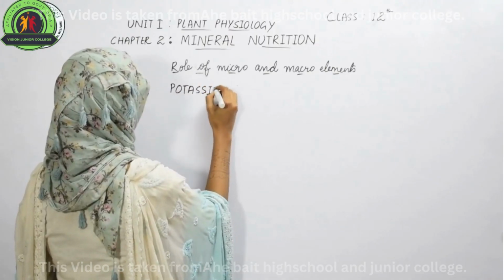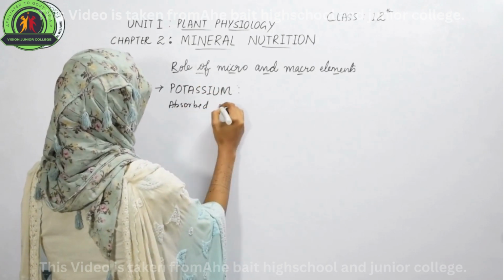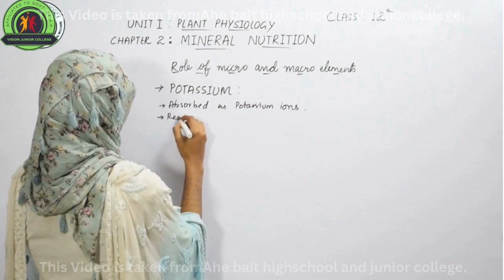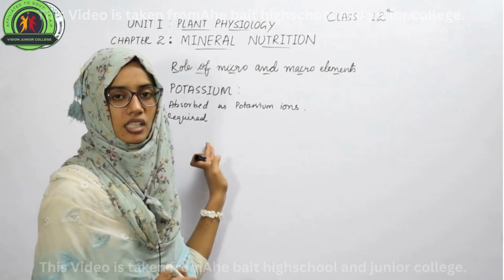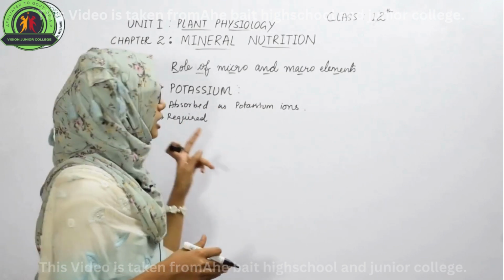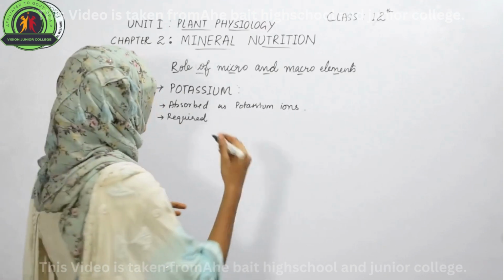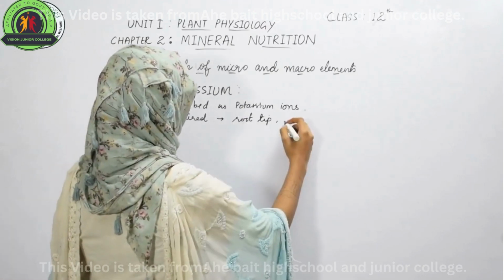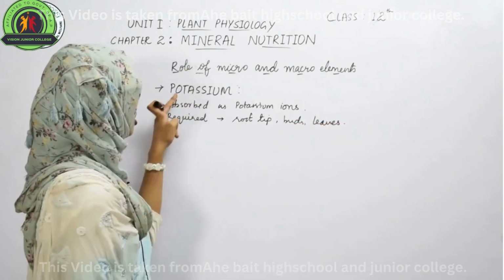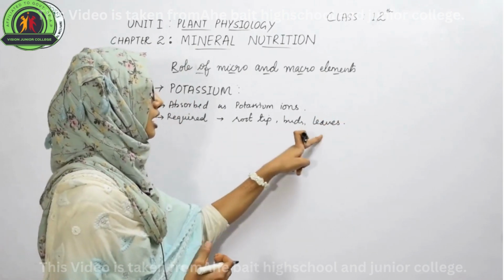The element potassium is absorbed as potassium ions from the soil, and it is required everywhere. That means it is required by all the parts of the plant, but it is required in more quantity by some meristematic cells which are present in the root tip, in the buds or in the leaves. So the potassium ion is required in a large quantity by root tips, buds and leaves.